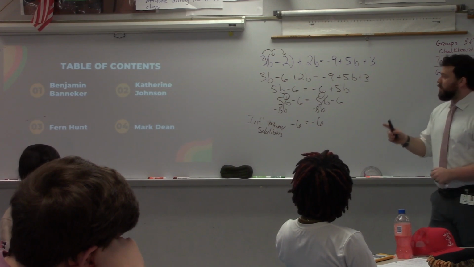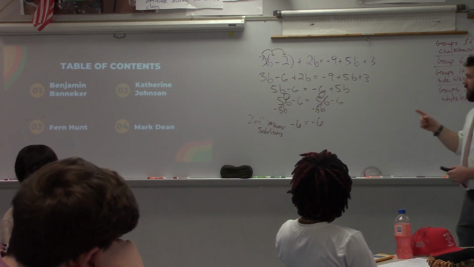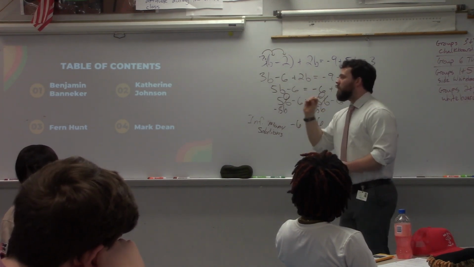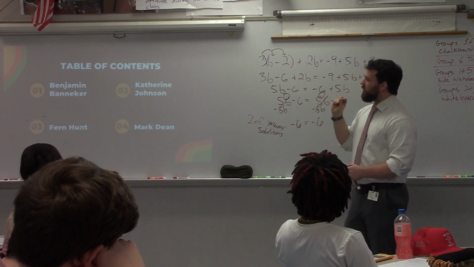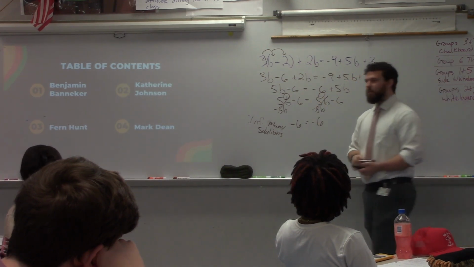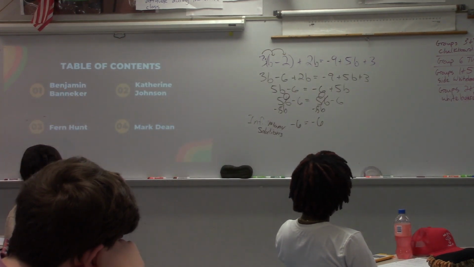So we started with Benjamin Banneker, then we looked at Katherine Johnson and Fern Hunt. We were going to look at Mark Dean, but I've updated it to somebody else and I forgot to fix it here. But please don't forget, there was a theme for me. What was the theme for each one of these black mathematicians? Astronomy, something like that. Say again? Astronomy or something like that.